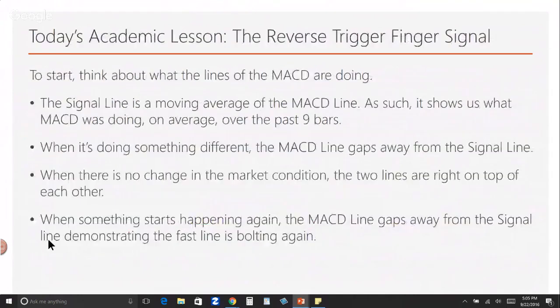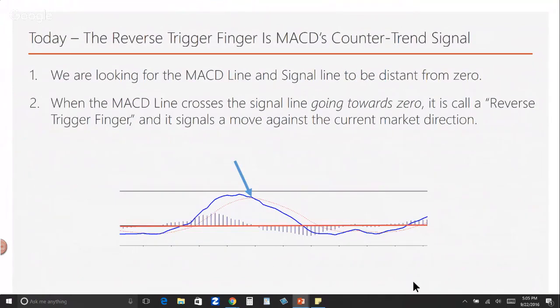Let's see if I can get my little pointer, but apparently I can't get my pointer today. All right, so no laser pointer, we'll do without it.